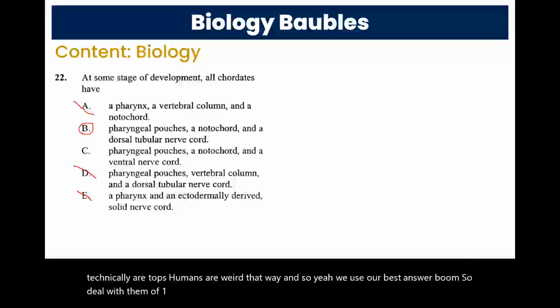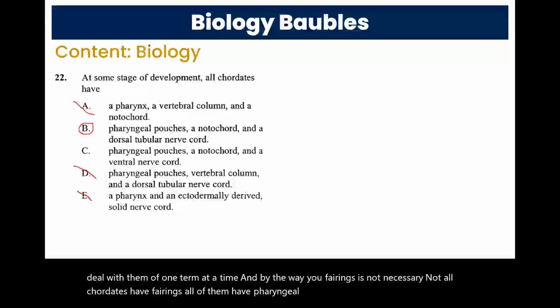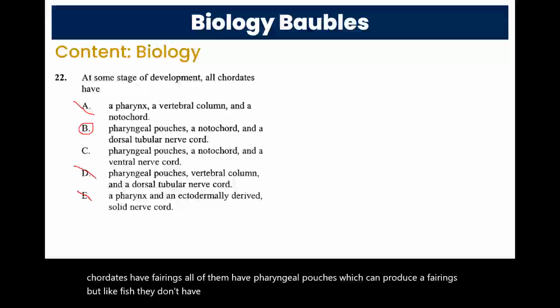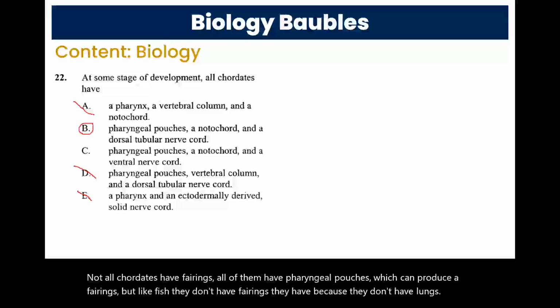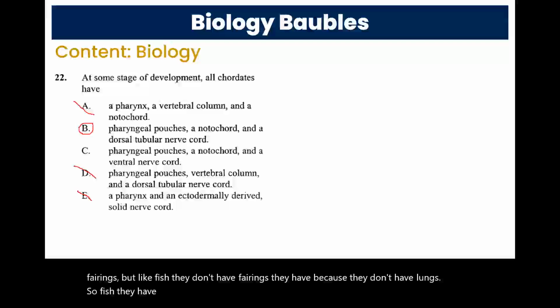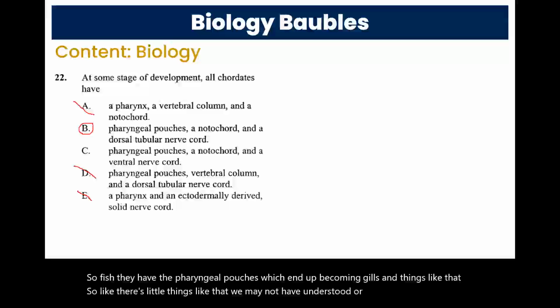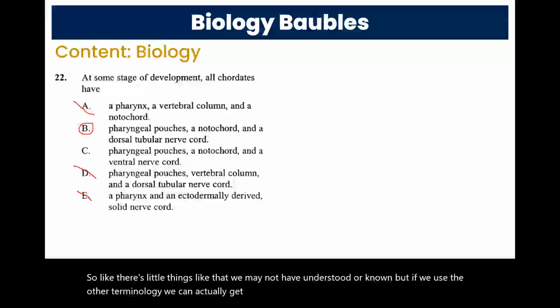And by the way, pharynx is not necessary. Not all chordates have a pharynx. All of them have pharyngeal pouches, which can produce a pharynx. But like fish, they don't have a pharynx, because they don't have lungs. Fish have the pharyngeal pouches, which end up becoming gills and things like that. So there may be little things like that we didn't understand or know, but if we use the other terminology, we can actually get this figured out. And there we go. That's how we do it.